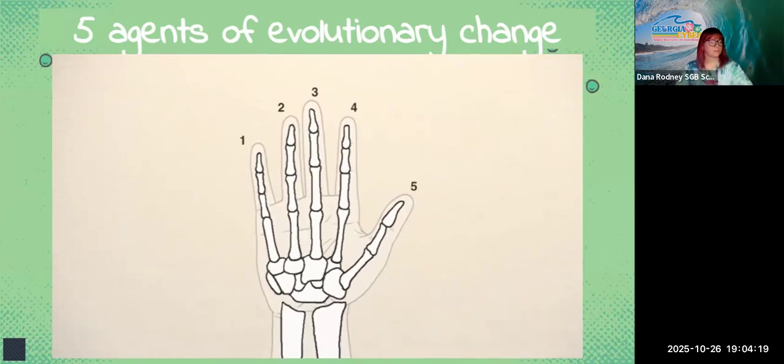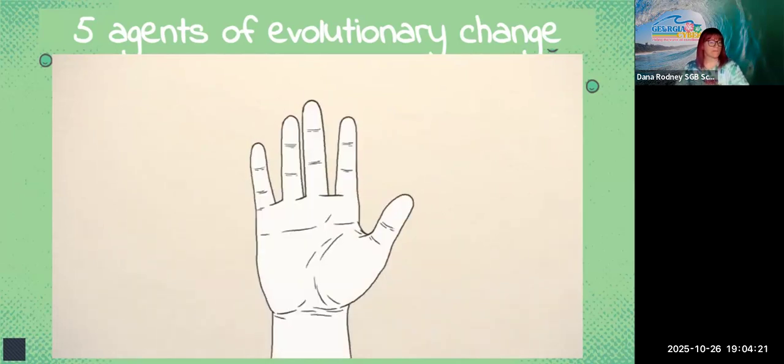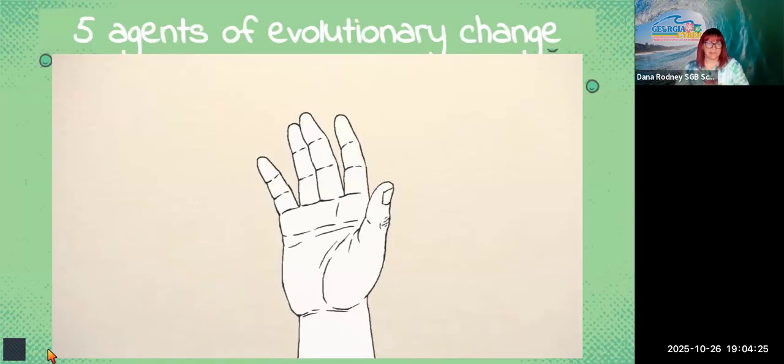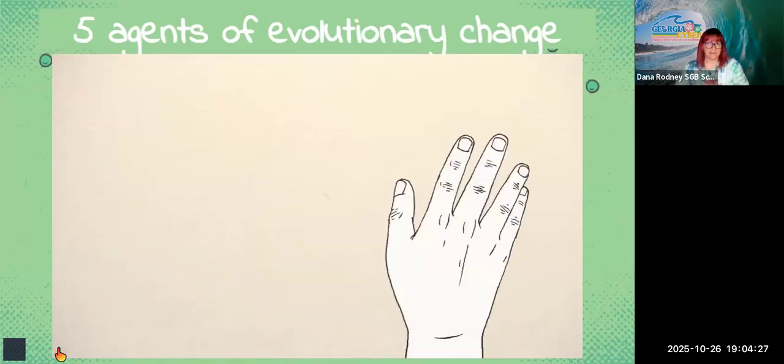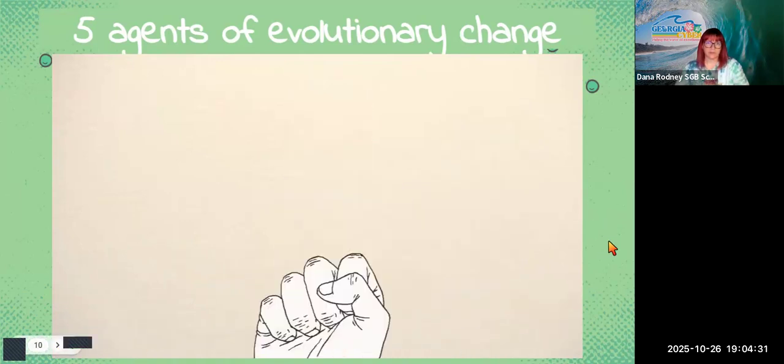Can you recall the 5 main causes of evolution from memory? If you can't, hit rewind and watch that part again. But if you can, give yourself or your neighbor a big 5.